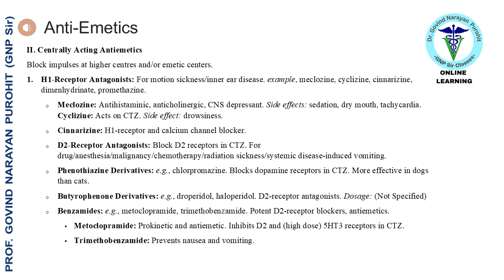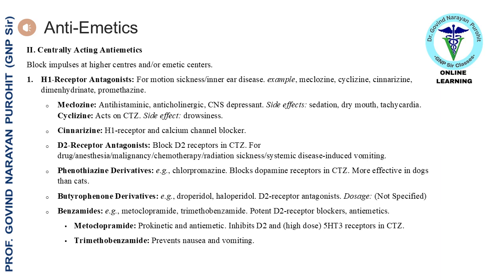D2 receptor antagonists block D2 receptors in CTZ. For drug, anesthesia, malignancy, chemotherapy, radiation sickness, systemic disease-induced vomiting. Phenothiazine derivatives, e.g., chlorpromazine, blocks dopamine receptors in CTZ. More effective in dogs than cats. Butyrophenone derivatives, e.g., droperidol, haloperidol. D2 receptor antagonists. Dosage, not specified, benzamides, e.g., metoclopramide, trimethobenzamide.